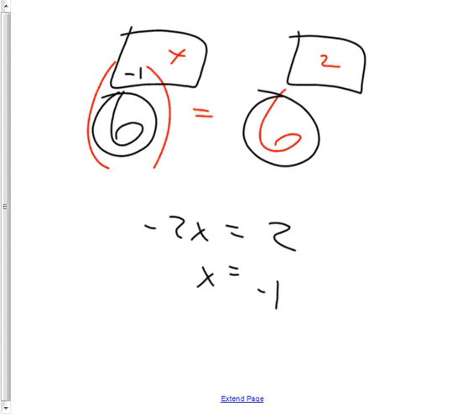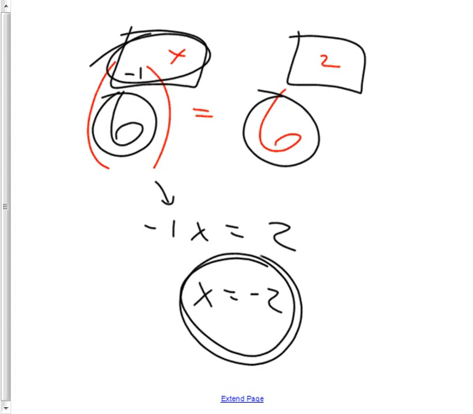Did I do something wrong there? Oh, sorry. I wrote this and I put this. Sorry, that's supposed to be a negative 1x. There we go. So then I'm going to divide both sides by negative 1. X equals negative 2.